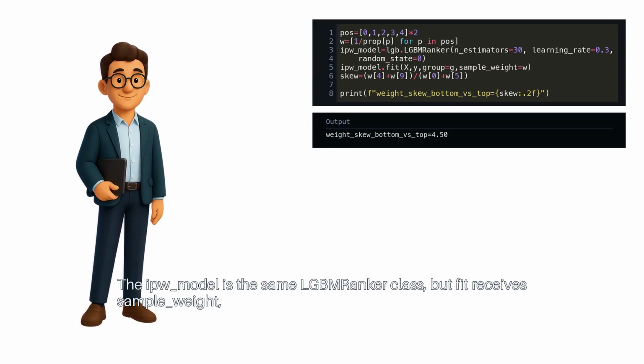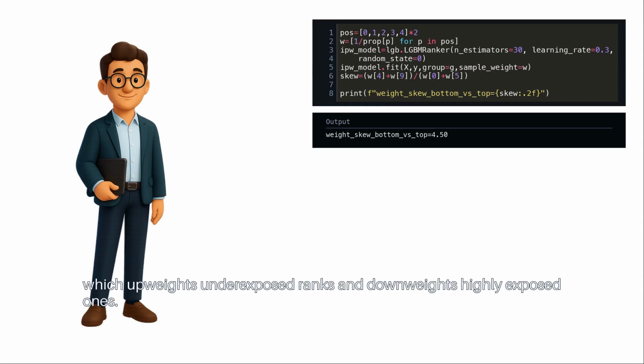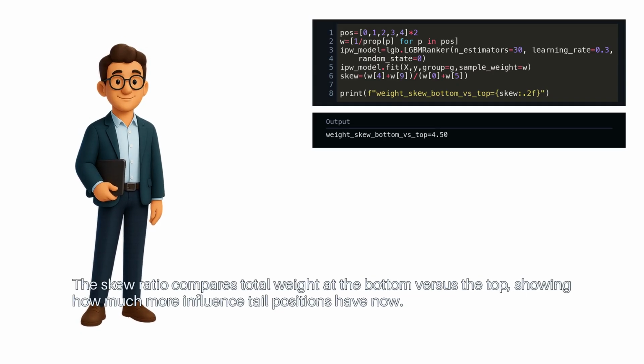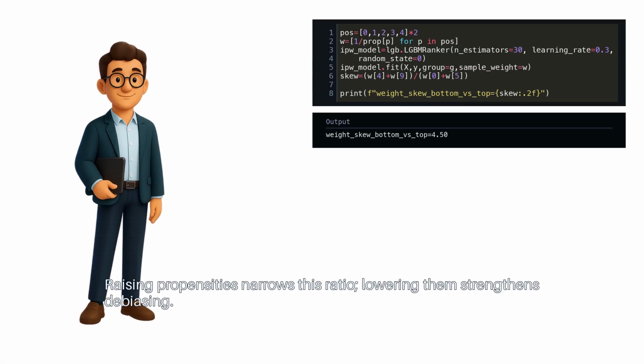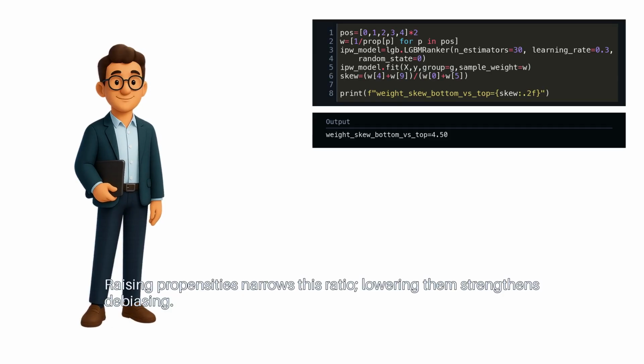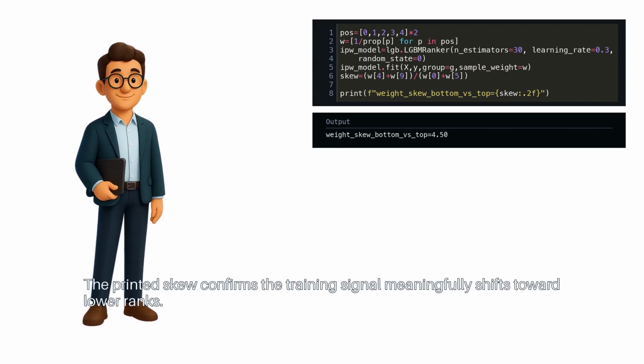The IPW model is the same LGBMRanker class, but fit receives sample_weight, which upweights underexposed ranks, and downweights highly exposed ones. The skew ratio compares total weight at the bottom versus the top, showing how much more influence tail positions have now. Raising propensities narrows this ratio. Lowering them strengthens debiasing. The printed skew confirms the training signal meaningfully shifts toward lower ranks.